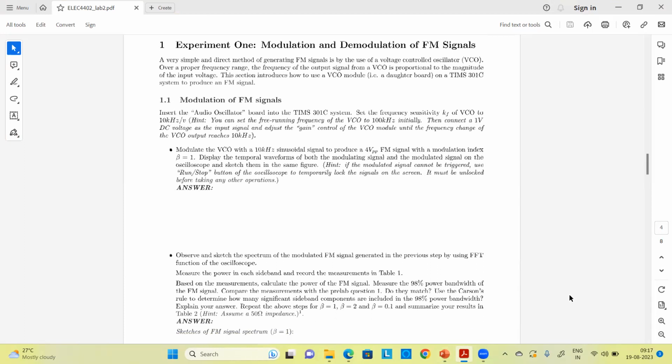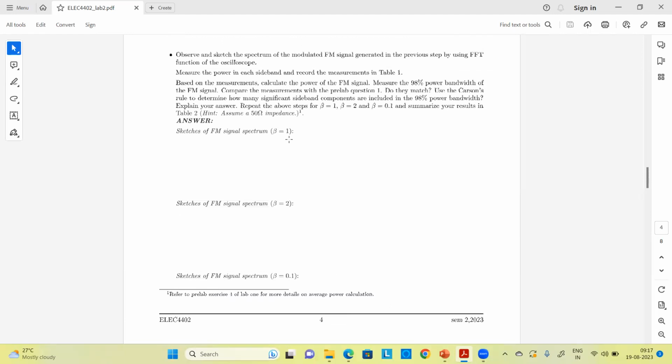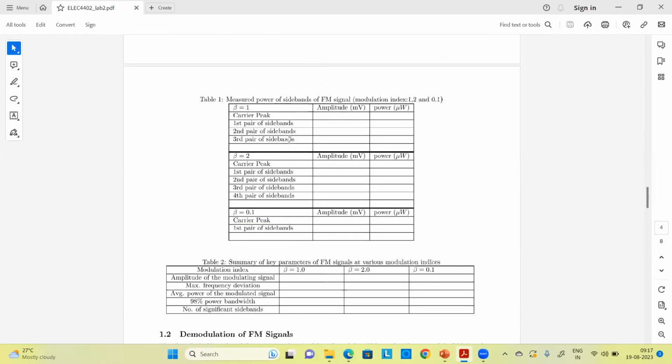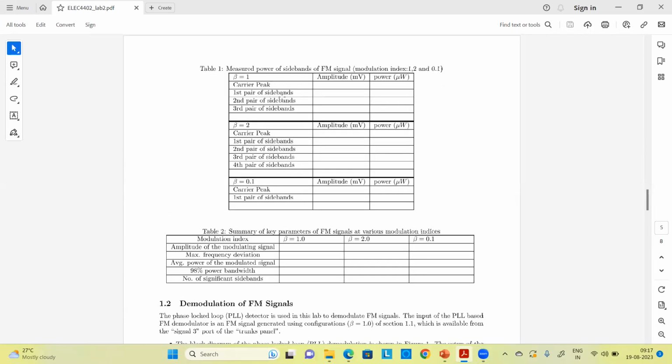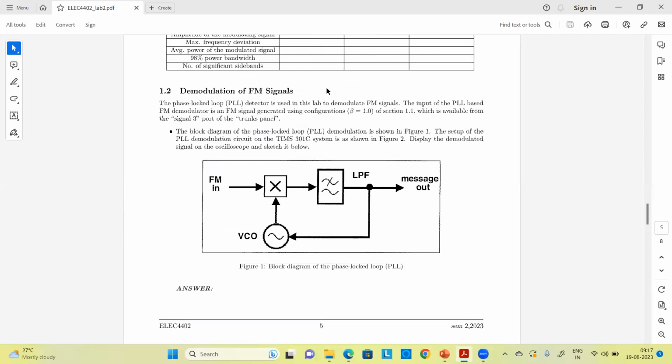I will take one of the examples from this, like beta one, where they ask you to find the carrier, first band, first parasite one. I'll solve one for you so that you have an idea, and when you do it in your lab, it will be a little easier for you to interpret.